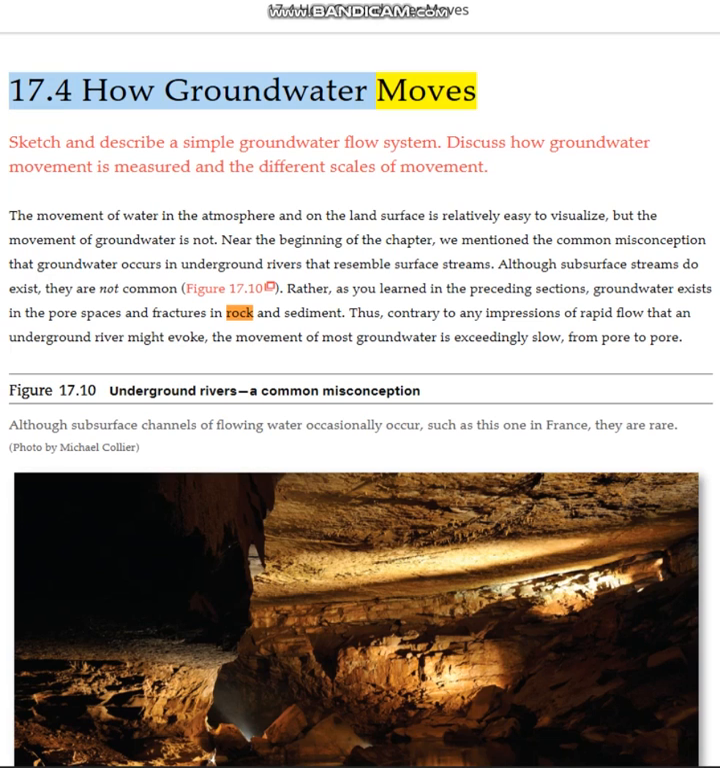17.4 How groundwater moves? Sketch and describe a simple groundwater flow system. Discuss how groundwater movement is measured and the different scales of movement.